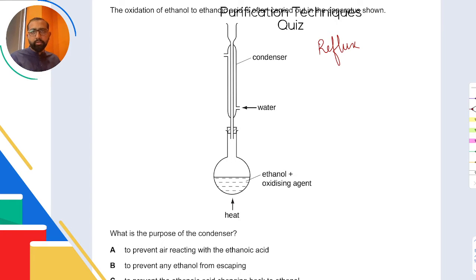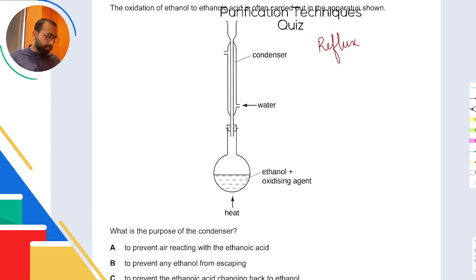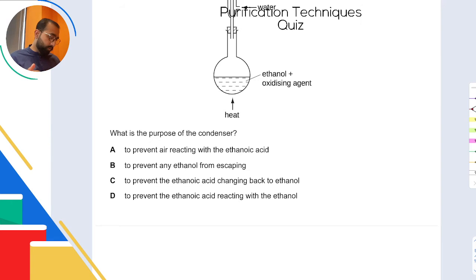For example, if there's a volatile liquid that you want to react, you could use this setup and it will continue to react instead of going up. Alright, what is the purpose of the condenser? We just talked about it. The purpose is to make sure that any ethanol, for example, over here we have ethanol reacting with an oxidizing agent. People who have studied organic chemistry would know that that produces ethanoic acid eventually. So if we don't want ethanol to evaporate without reacting, we might want to use a reflux condenser. Ethanol will continue to react, and if it evaporates before it reacts, it comes back. So, prevent ethanol from escaping.